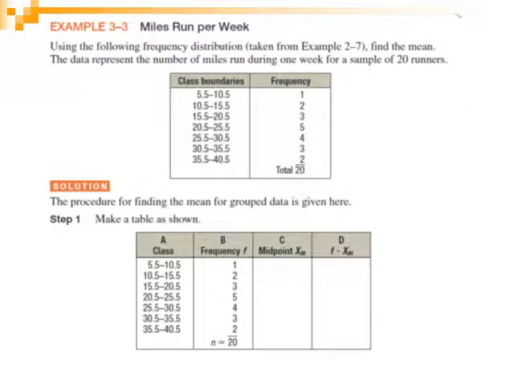Okay, let's take an example. Using the following frequency distribution, find the mean. The data represent the number of miles run during one week for a sample of 20 runners.